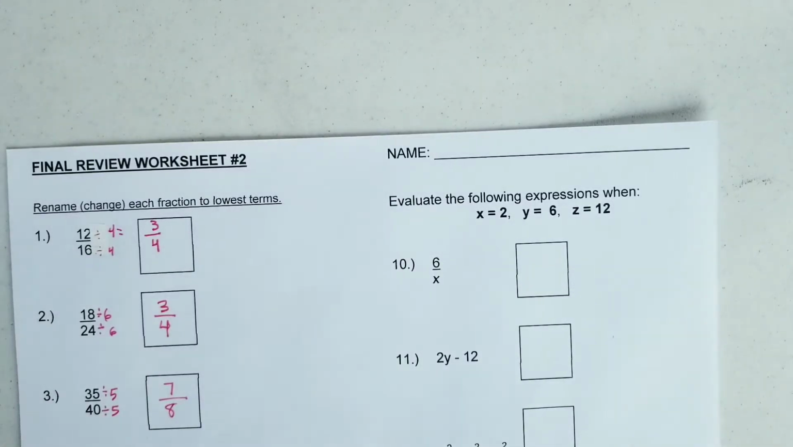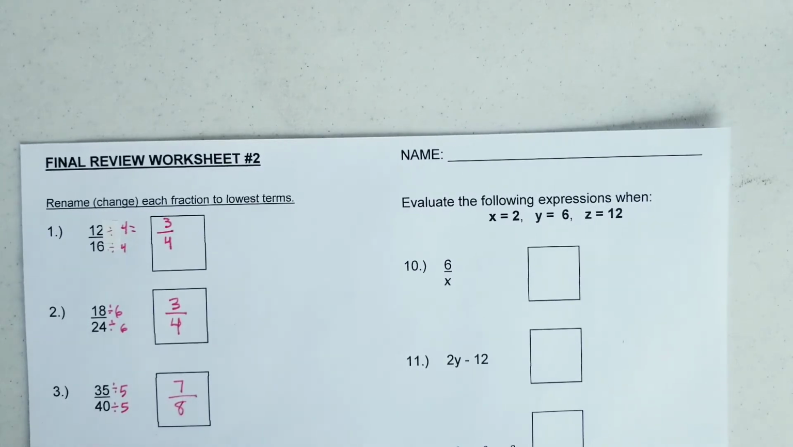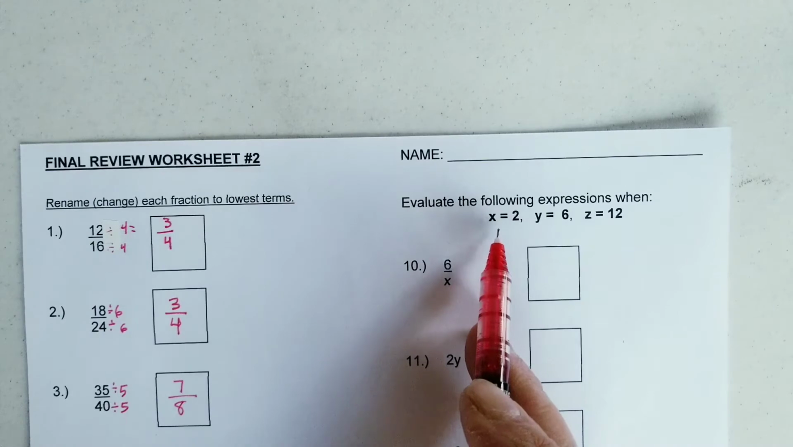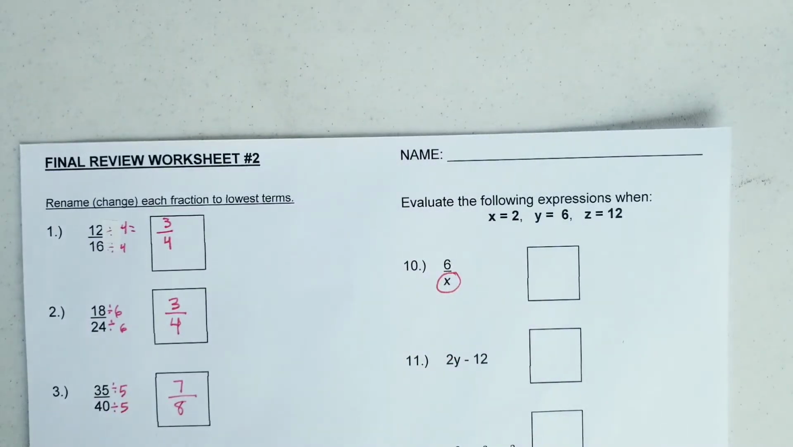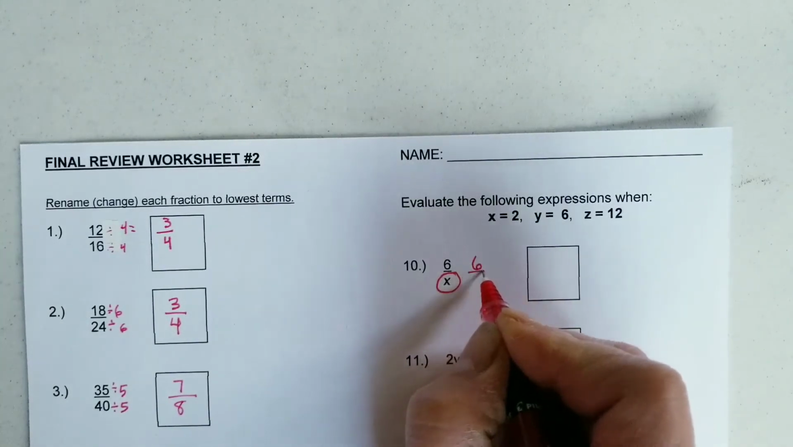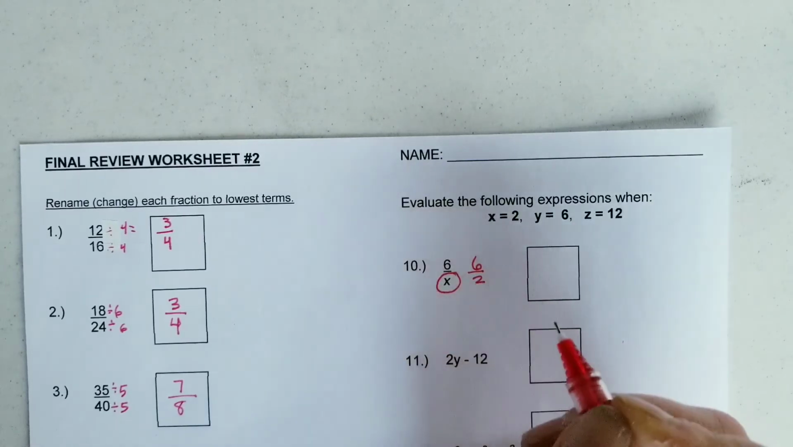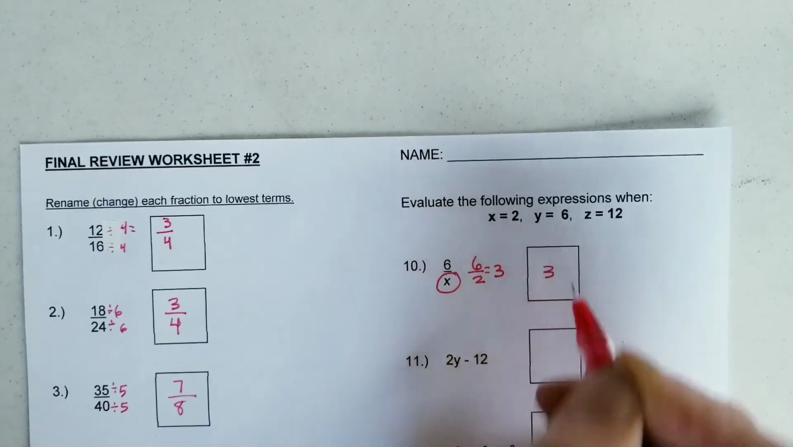Okay, next we have number 10, and it says evaluate the following expressions when x equals 2, y equals 6, and z equals 12. So they give you values that you can substitute for your variables. So here it says x equals 2, so we're going to substitute 2 for x. And 6 divided by 2 is 3. So my answer is 3.